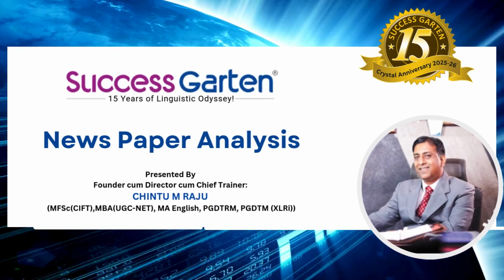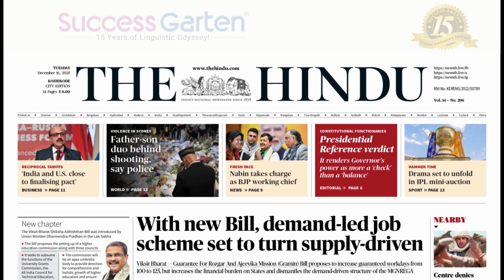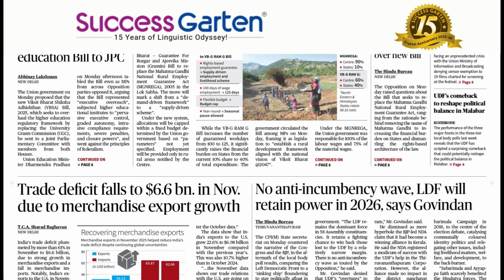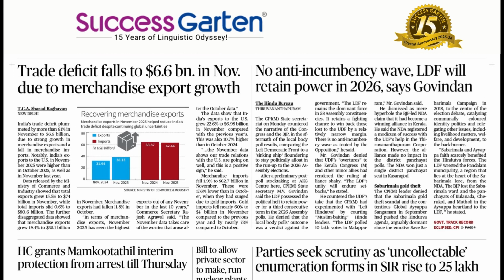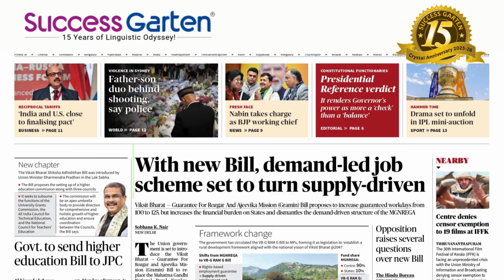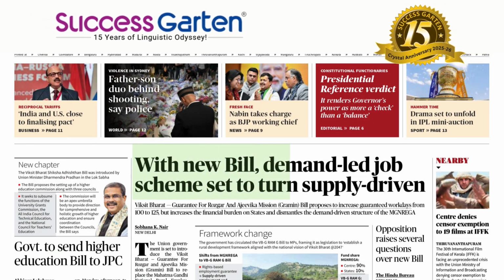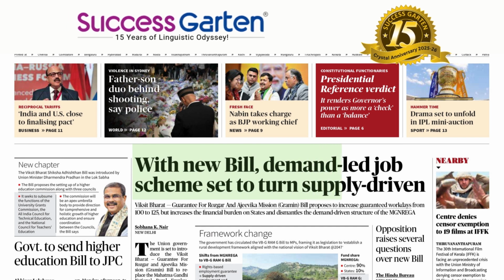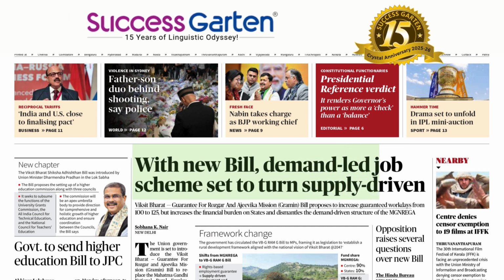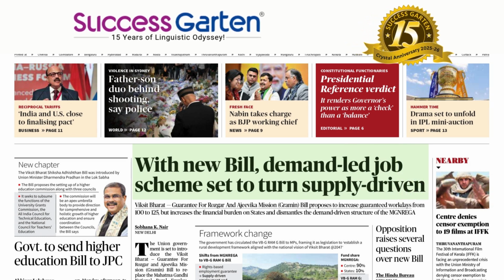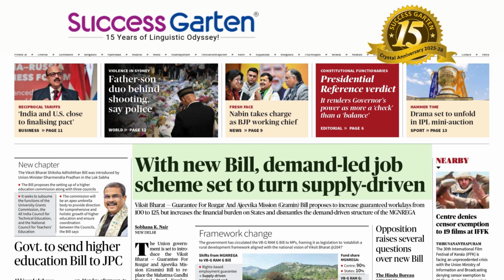Dear language lovers, as we know, this session is purely to generate language awareness by going through the major items of the paper and to see how words have been structured there so that we can use them in our daily communication. We go with the first news item of the day. With new bill, demand-led job scheme set to turn supply-driven. We have got a long sentence where a lot of adjective phrases are there. Demand-led, supply-driven. With new bill.